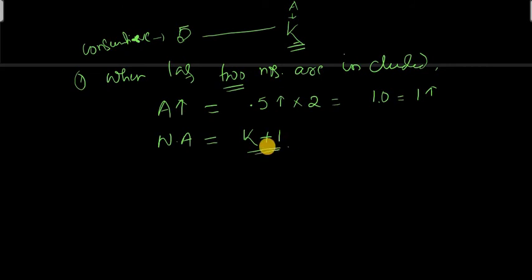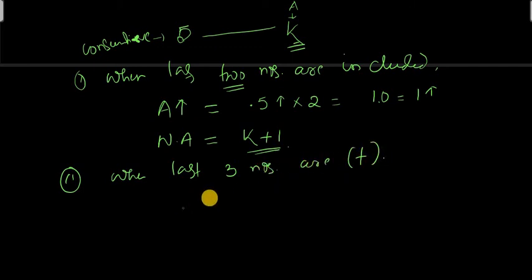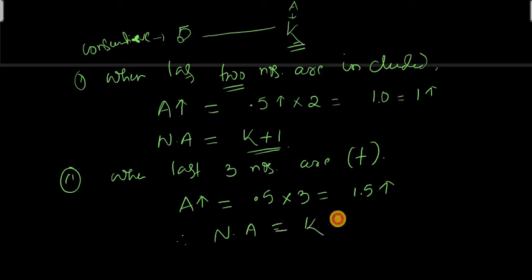Now the last three numbers are included. The average increases by 0.5 for each number added. Since 3 numbers are included, 3 times 0.5 is 1.5 increase. Therefore the new average will be k plus 1.5.